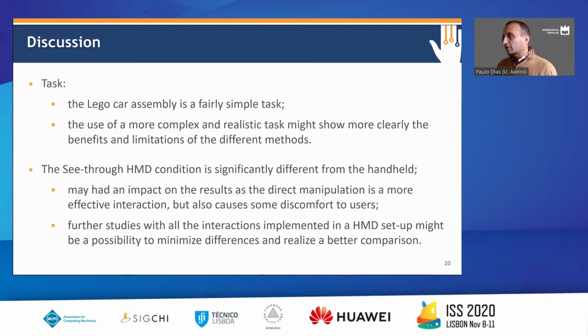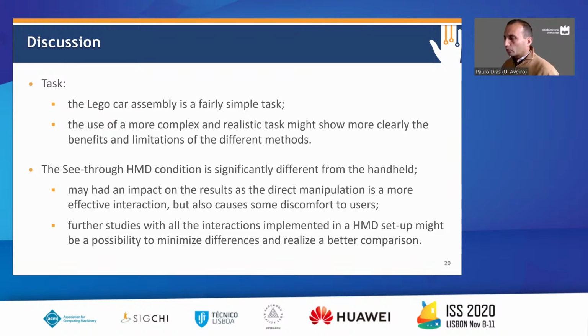Some discussion about the experiment. The Lego car assembly task was probably very simple. So some of the results are probably due to the fact that the task was very easy to do. If we try to perform more complex tasks with more steps, more complicated ones with some instructions, maybe the result would be a little bit different.